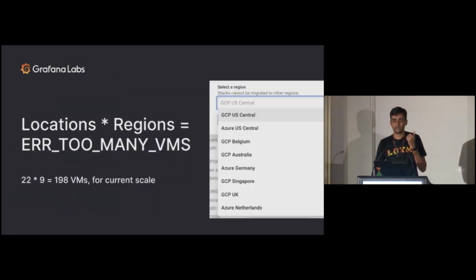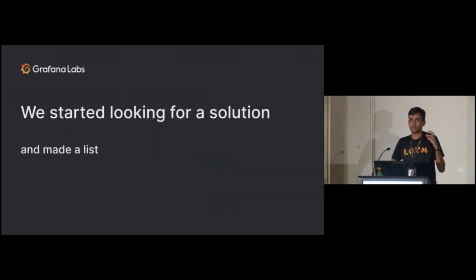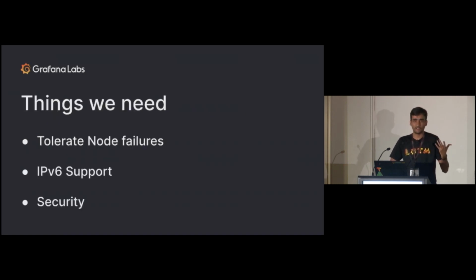Also, a single node can fail. It just multiplies. We're a small team trying to build the product, so should we manage these VMs or build our product? So we started looking for a solution, and our requirements were very simple. We just need something that can tolerate node failures, has IPv6 support, and can do basic security. We don't want somebody to craft a check that exploits us.